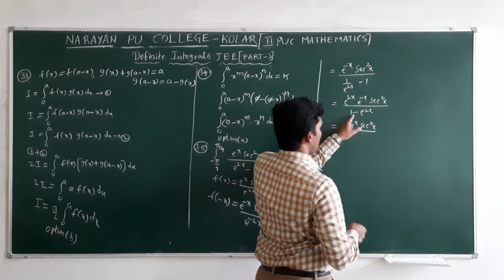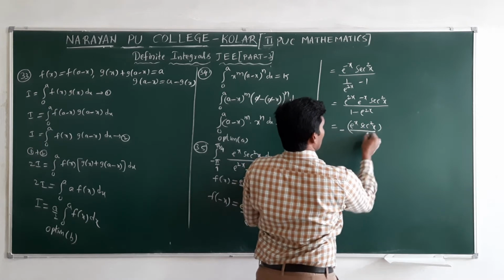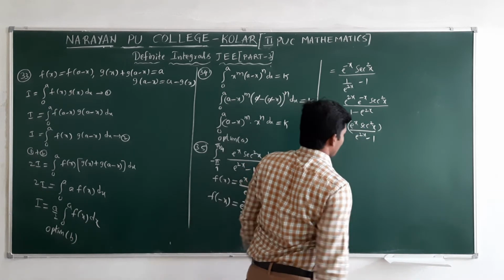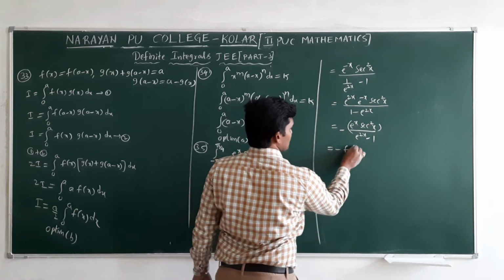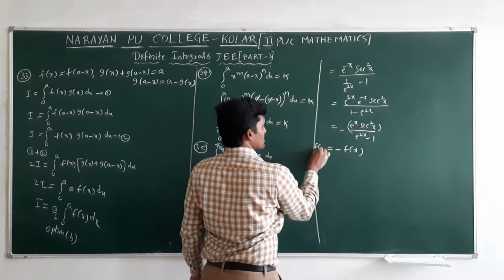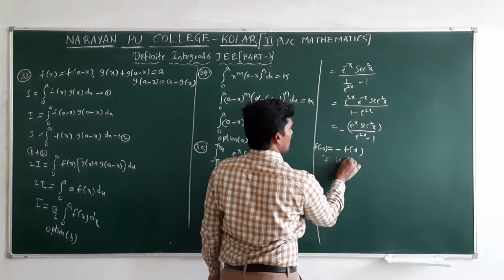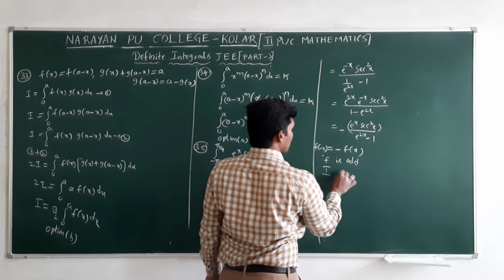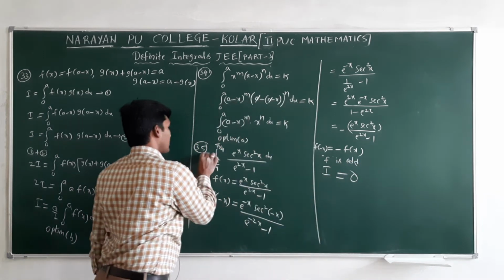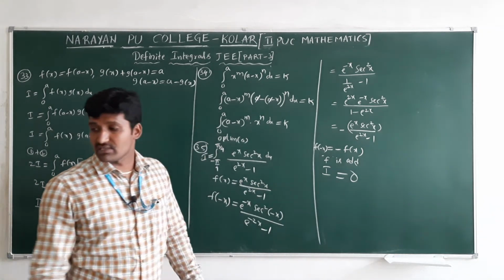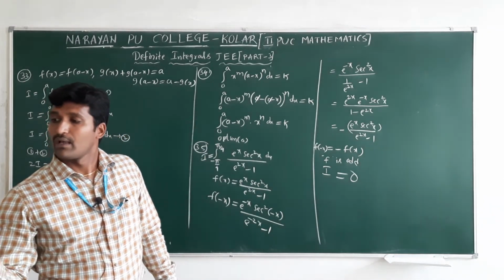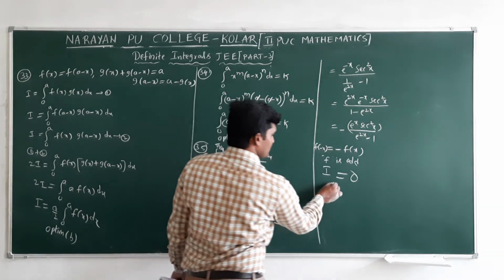I can take minus common here. By taking minus common, what you will get is e^x sec²x by e^(2x) − 1. This is −f(x). It is clearly the condition for an odd function. So f is odd, and the integral value is clearly 0. If you consider this as I, the integral value is 0. That is option A, the correct one.